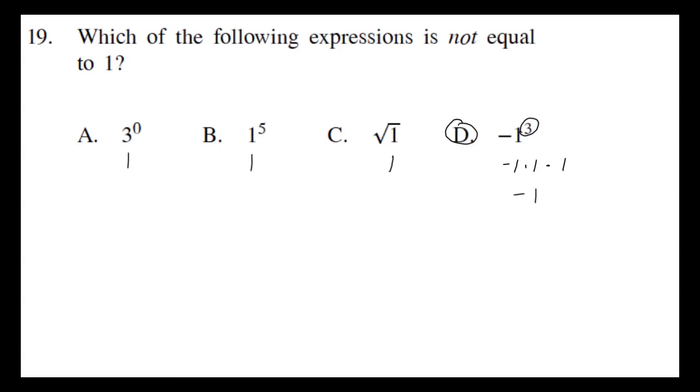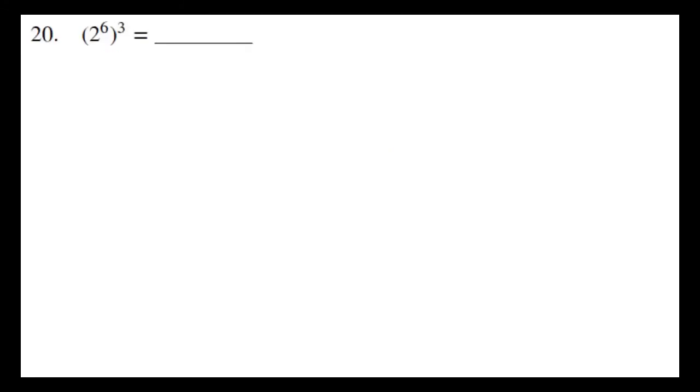Okay, number 20. When we have a power to a power, what we do there is we multiply the powers. So you take that 6 and you multiply it times the 3. So that's just a simple rule, very easy. So I have 2 to the 18th power. A power to a power just means you multiply them.